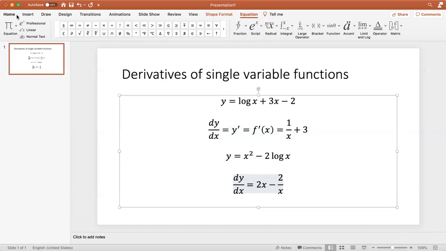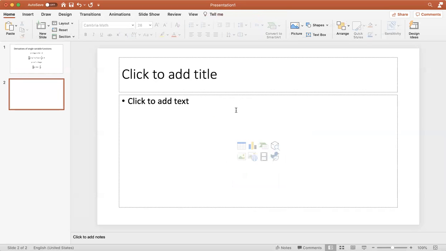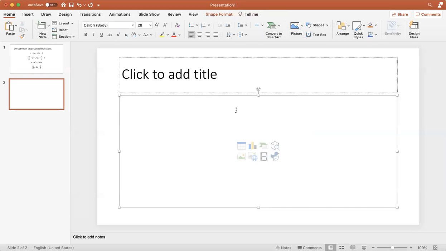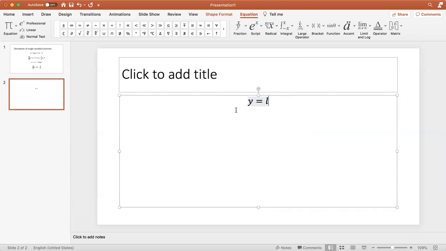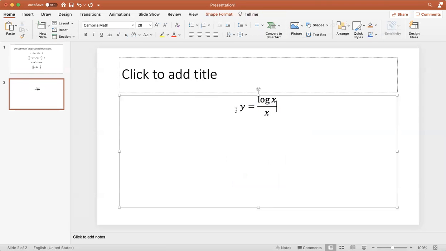Now, what if we have a fraction? What if we end up with y equals log of x over x, right? So two ways. You can either use the product rule by using some simple manipulation, or you can use the quotient rule. Now, personally speaking, I prefer using the product rule because it's easier to evaluate, and it's also pretty straightforward.